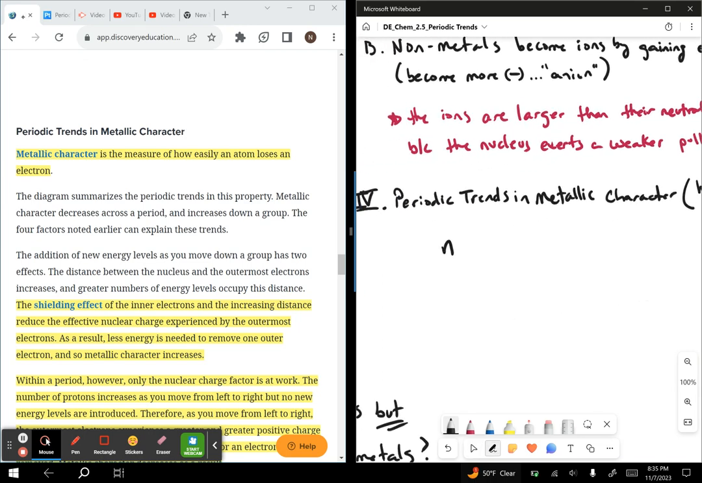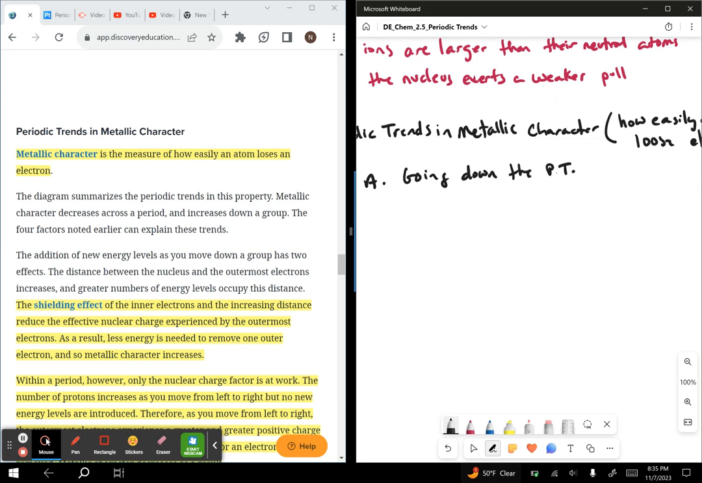So A, going down the periodic table, we see an increase in energy levels. Therefore, more shielding.